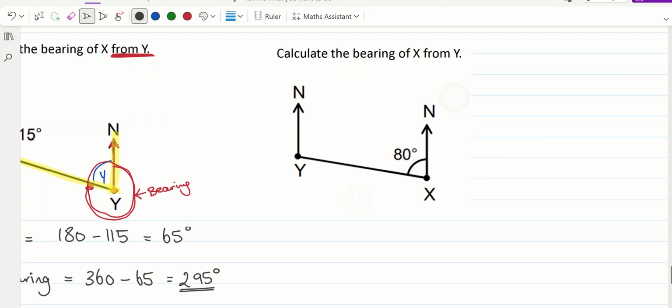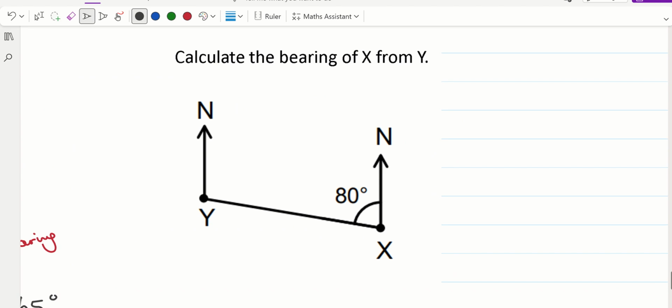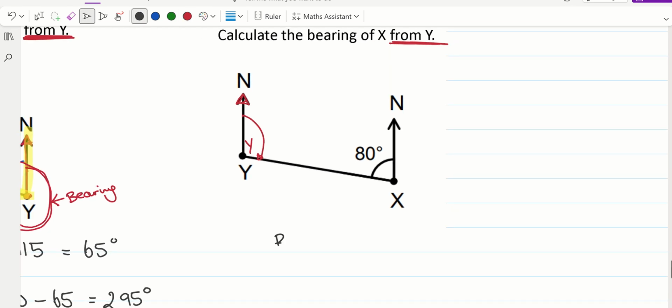And the next one says calculate the bearing of X, again from Y. So I'm going to start from Y, but this time Y is here. So I draw the north line. It's good that it's drawn for you. It will not always be drawn for you. I'm moving clockwise, and it's the small angle. Again, let me call it Y. And the angle that I want, they're co-interior. So the bearing is going to be 180 minus 80, which is 100 degrees. That's the bearing.